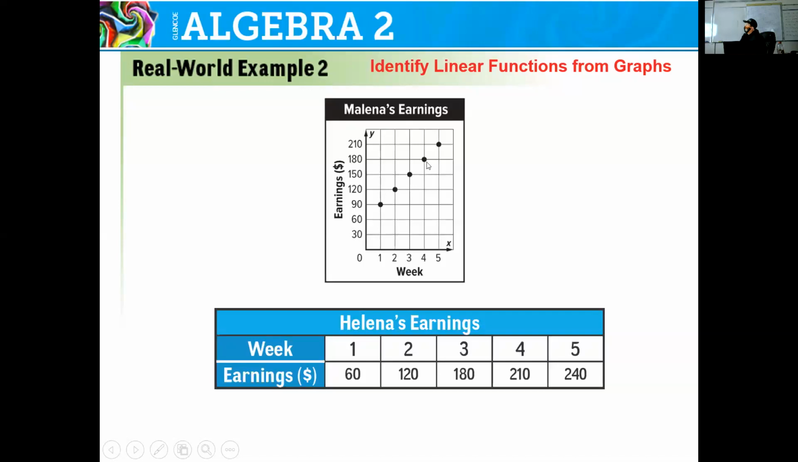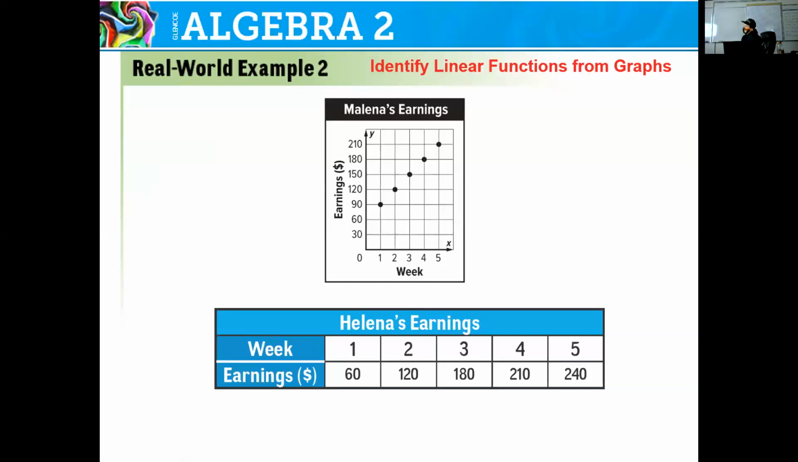From 3 to 4, 150 to 180. That's 30, 30, 30. And then from week 4 to week 5, she went from 180 to 210. Because you can draw a line through it and hit all of the points, you also have a constant rate of change between weeks and earnings. Melina's is modeled by a linear function. From those two items, we don't even have to write a linear equation for this.